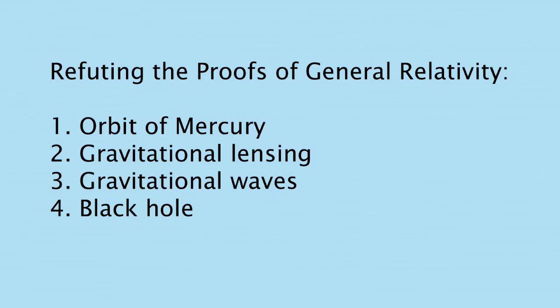Refuting the proofs of general relativity. Refutation of the proofs of the theory of general relativity, such as the orbit of Mercury, gravitational lensing, or the bending of light by gravity, gravitational waves, and black holes, will be discussed later in other videos. Suffice to say that they can be explained as something else, such as the orbit of Mercury or the bending of light by gravity, or refuted as not to exist, such as the gravitational waves and the black hole.